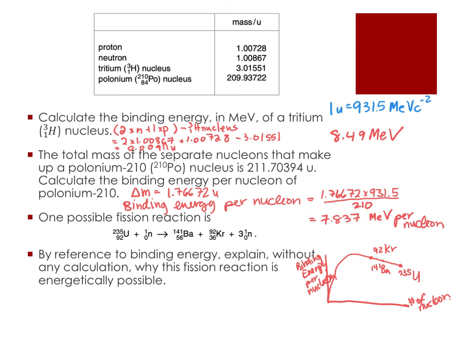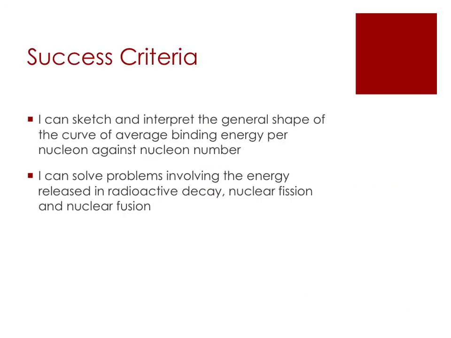So from the graph, we know that the binding energy per nucleon for both krypton and barium is going to be greater than that of uranium. That means when it breaks apart, we're going to be creating more stable nuclei than we had at the beginning. That's why this fission reaction is going to be energetically possible. So if you take a look at those success criteria again, I hope now after our bit of discussion and examples, you can now say yes to these success criteria.